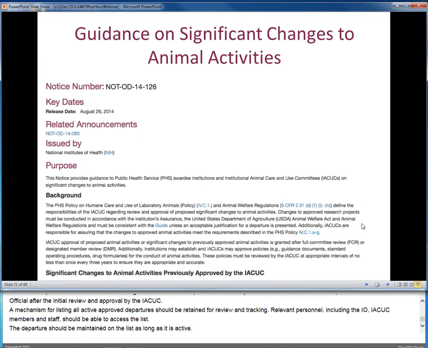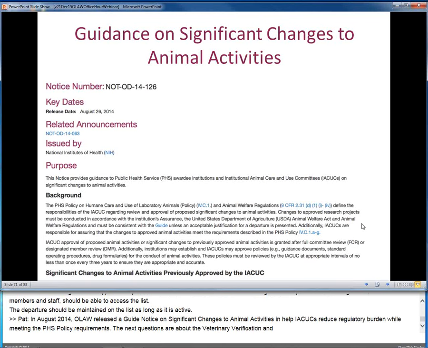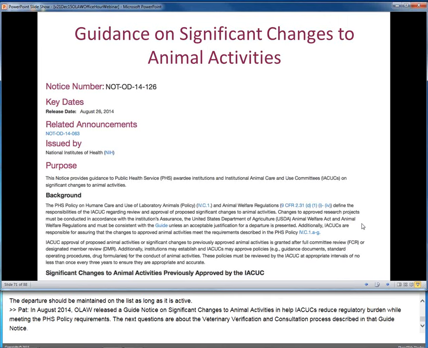In August 2014, OLAW released a guide notice on significant changes to animal activities to help IACUCs reduce regulatory burden while meeting the PHS policy requirements. The next questions are about the veterinary verification and consultation process described in that guide notice.